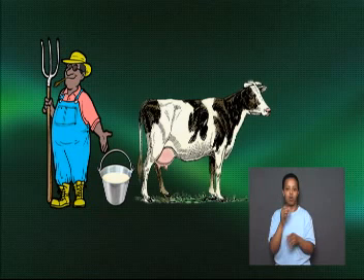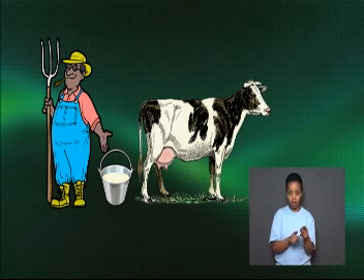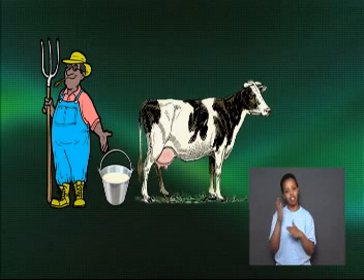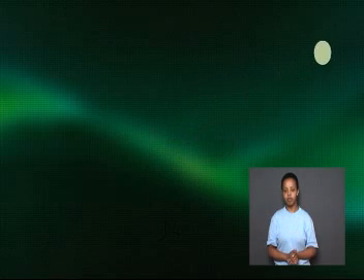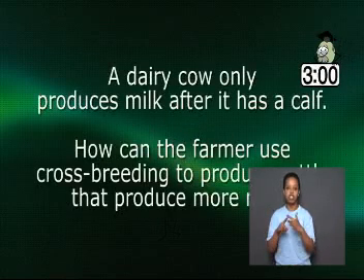What is the solution, students? Could the dairy farmer use complementary crossbreeding somehow? For our last activity, try to solve the farmer's problem. Students, let's get ready. Begin.